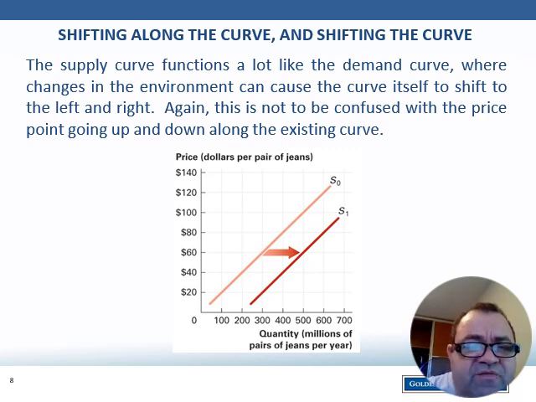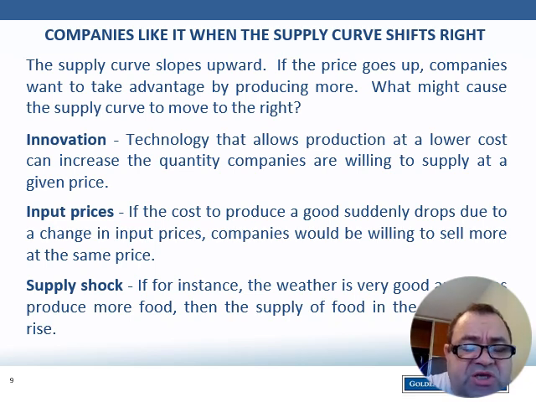Just like the demand curve, there is also a shift of the supply curve. The supply curve can shift to the left, or in this example, the supply curve can shift to the right. And let's see what can cause these shifts. Innovation is the main one. Technological innovation allows production at a lower cost, and lower cost will increase the quantity that the companies are willing to supply at a given price.